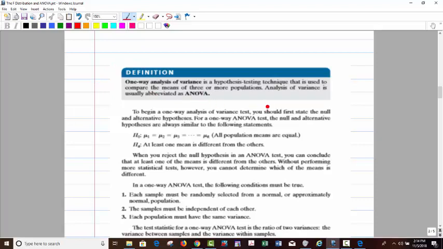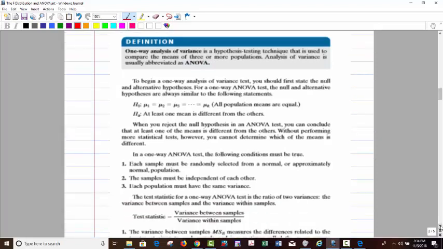So ANOVA, there in all caps, is the abbreviation for analysis of variance. Now the null hypotheses for these are real straightforward, not too bad. It's always equal. So whether it's three or more groups, the null hypothesis would be mu1 equals mu2 equals mu3 equals however many means there are. You're saying they're equal. And then the alternative would be at least one mean is different from the others. So when you reject the null, you're concluding that at least one of the means is different.